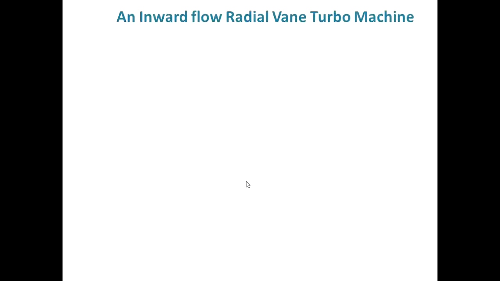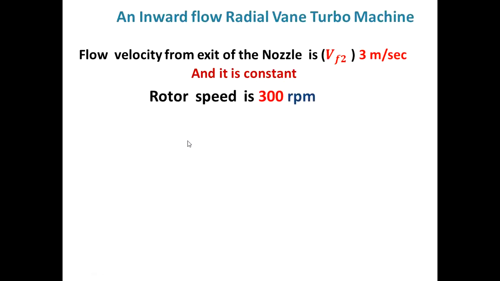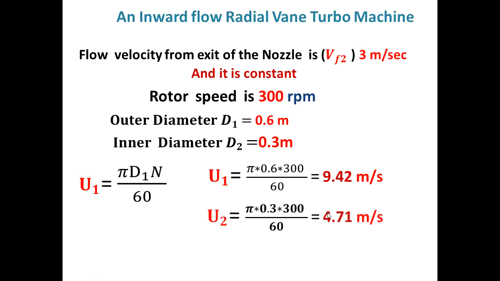So the width is given. Inward flow radial vane turbo machine means it is a turbine. The flow velocity is constant, that is 3 meter per second, and it is axial at the exit. Rotor speed is 300 rpm. D1 is equal to this much, D2 is equal to this much. So U1 you have, U1 is equal to pi D N divided by 60. Put the value, 9.42 meter per second. U2 will be this one.